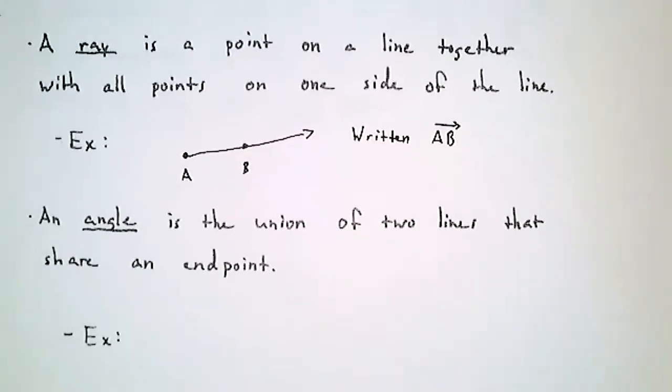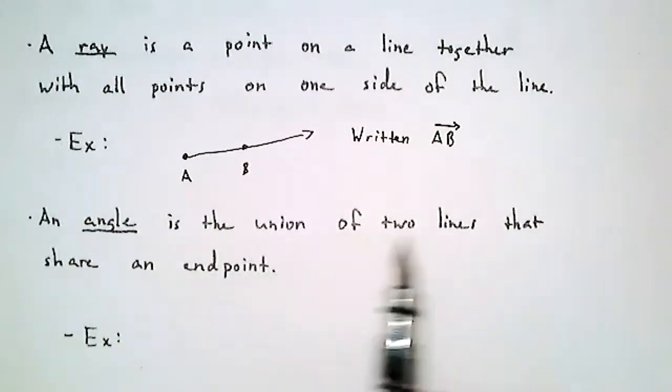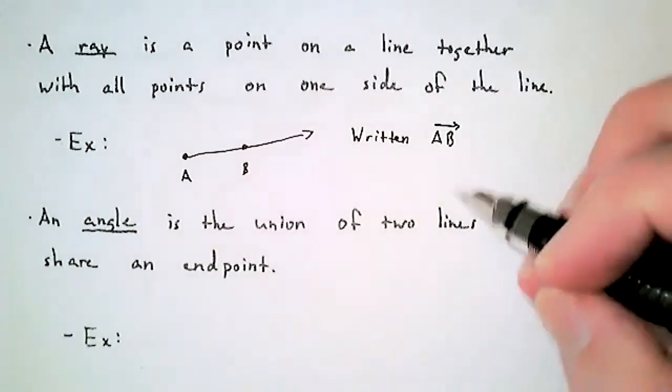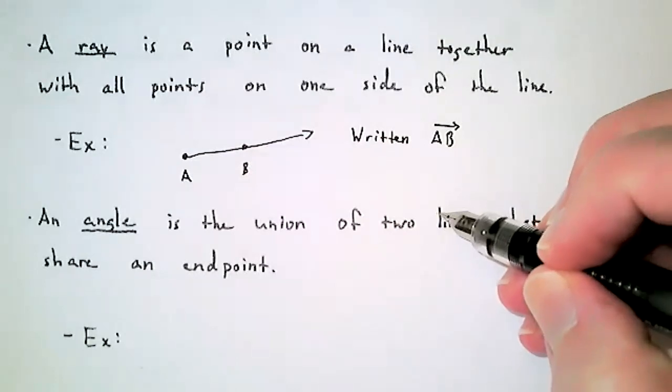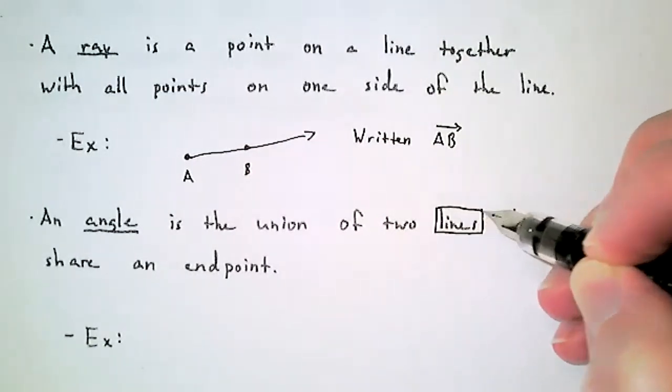And in geometry, you might remember that angles are also very important. So an angle is, in mathematical terms, the union of two lines that share an endpoint. And when I say lines, it would be better to specify rays.